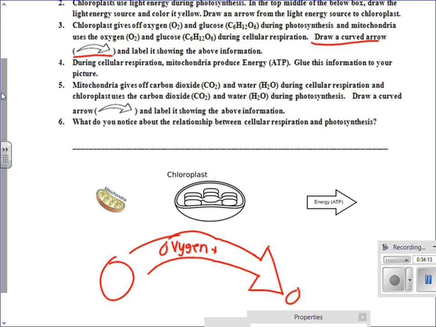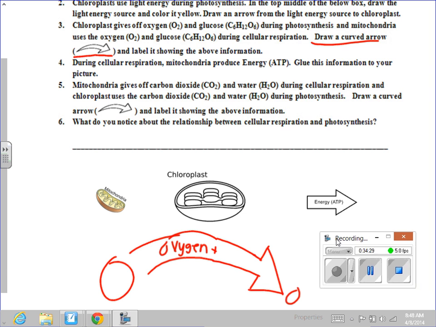Then you're going to go on to step 4, go on to step 5. After that's all done, then you're going to answer step 6, and then you're going to glue it into your notebook. Any questions about what it is that you are doing? No? Yes, this is independent. All right? So go ahead and get working.